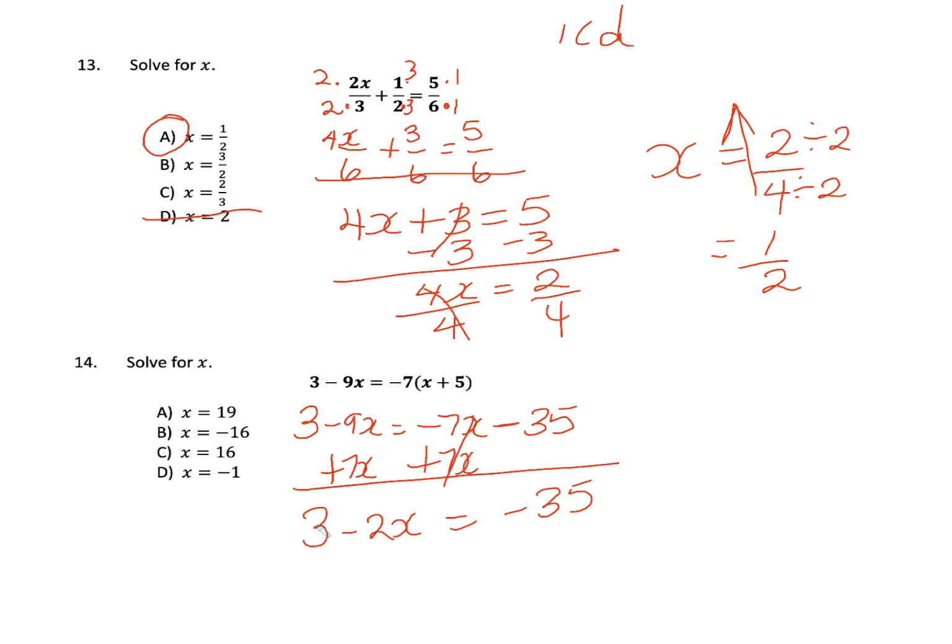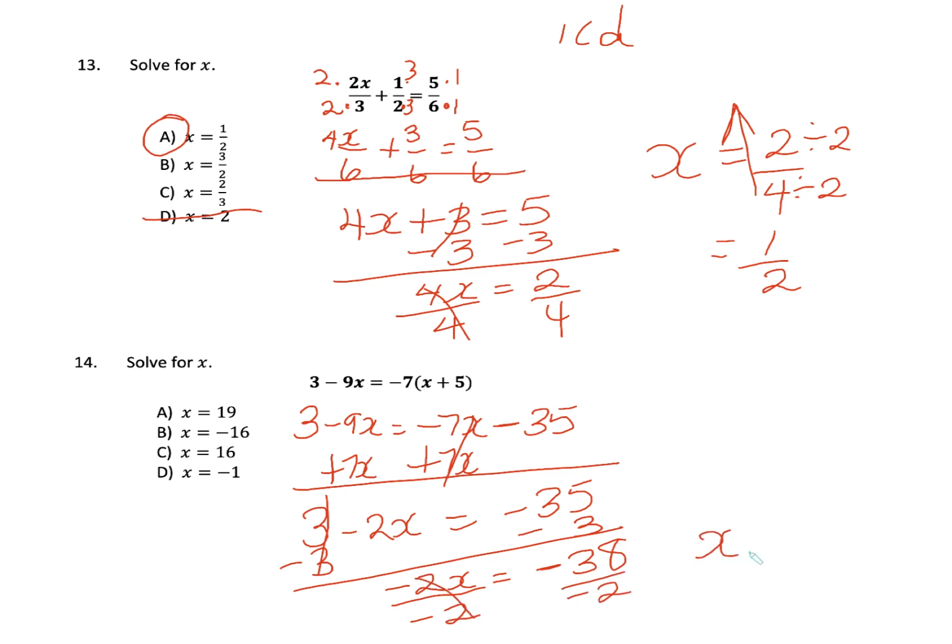Solving for x, I need to get rid of that 3, so I'm going to minus 3 on both sides. I get negative 2x equals to negative 38. Solving for x, I'm going to divide both sides by negative 2. So this will be x equals, and when I divide this, I'm going to get a positive 19.